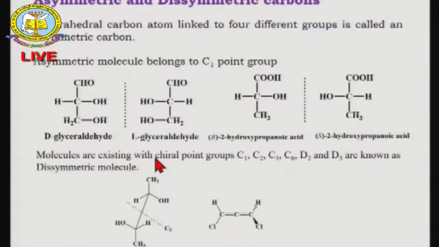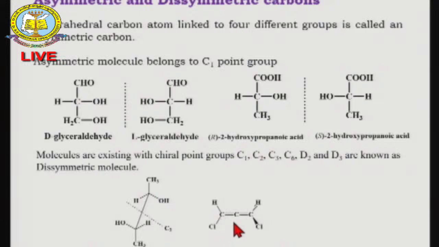In the dissymmetric molecules, we consider D-tartaric acid. This D-tartaric acid has a C2 axis. Previously we called it C1 symmetry element or C1 point group. That point group containing molecules is called asymmetric. But here this D-tartaric acid is having C2 point group or C2 axis. Therefore, this molecule is called a dissymmetric molecule.